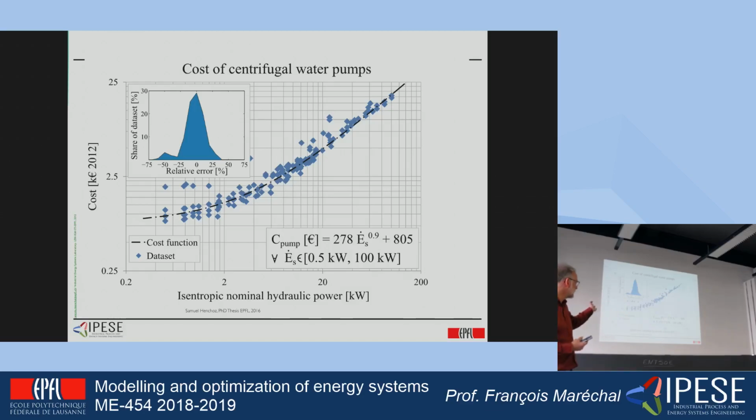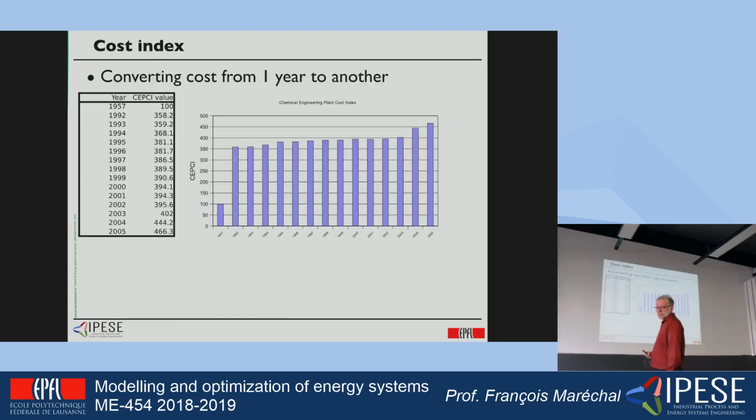So use those formulas and you can already estimate what will be the cost of the heating system here. I also give you the cost index. The indexes are published every year. I have here up to 2005, but they are published every year. There is a reference year that has been selected, which is 1957, and then each year it is updated.